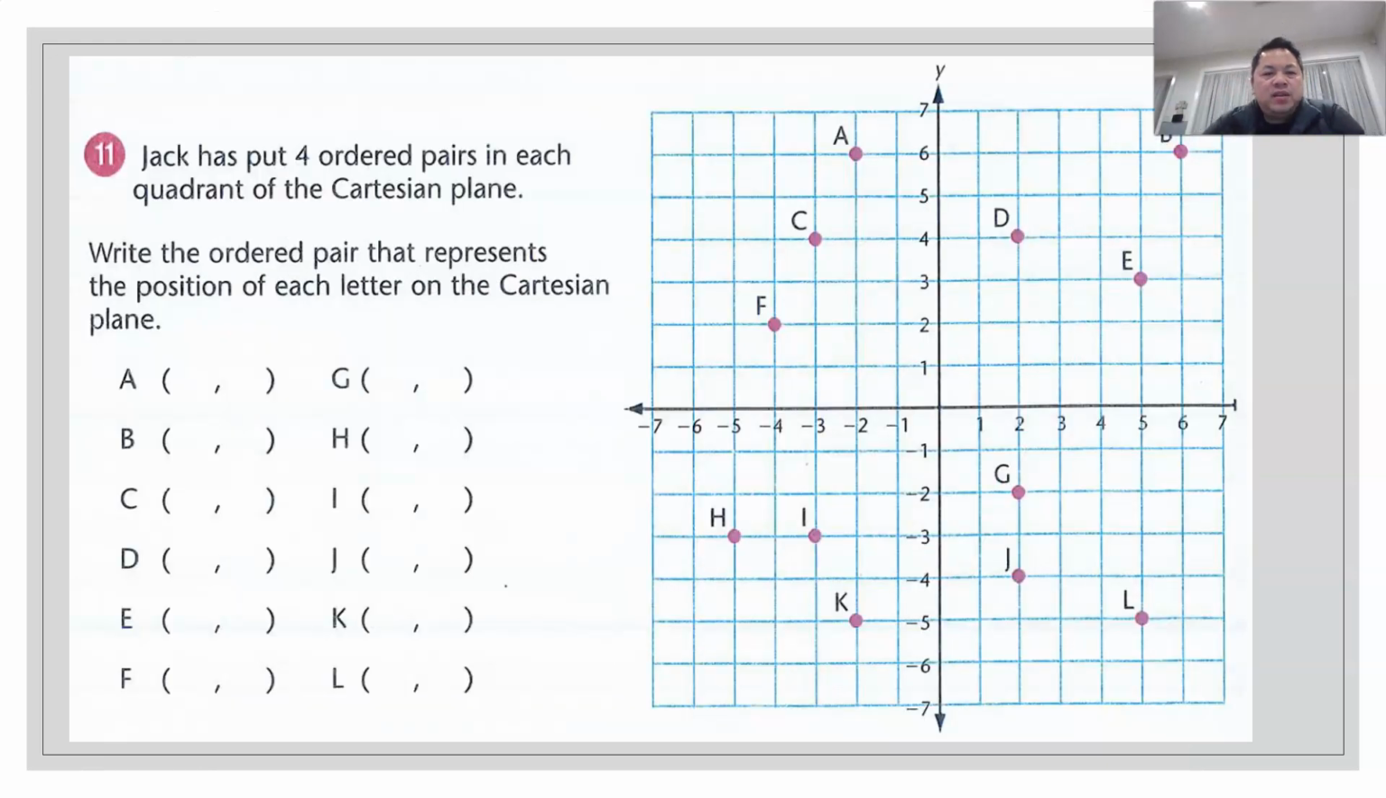The last part here is to write down the coordinates of the various points given. For example, A is minus 2, 6, isn't it? Minus 2 and 6. After that, E is actually 5, 3. And then I is minus 3, minus 3. That's how you should present your working. Do remember to complete the rest of them.